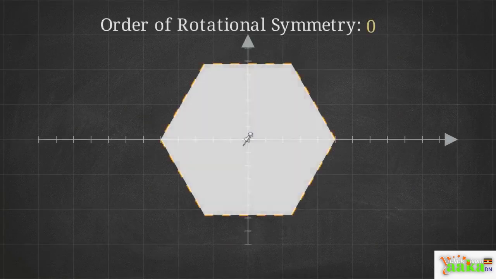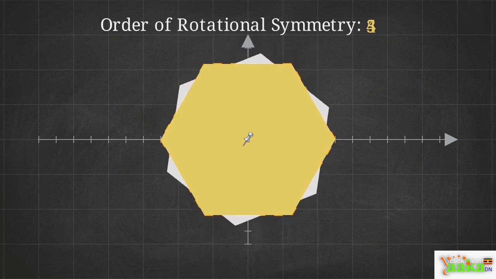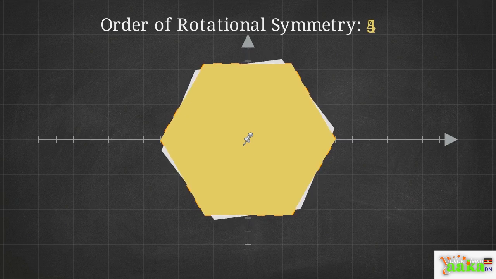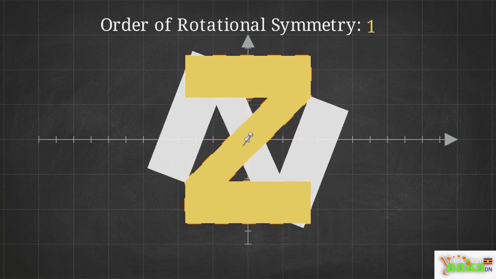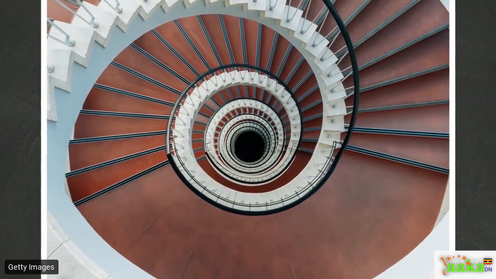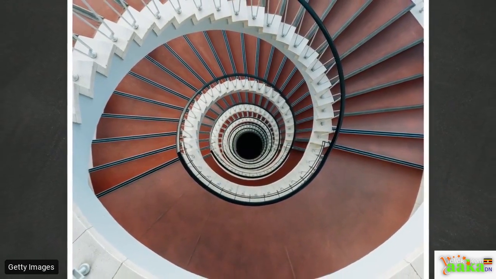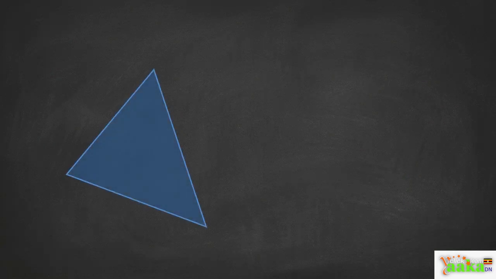On a grid, this regular hexagon completes a full 360-degree rotation. It perfectly overlaps its outline 6 times, giving it an order of rotational symmetry of 6. Spun through the same path, the letter Z only matches its outlines twice. Its order is 2. Whether a shape matches its outline 6 times, twice, or only when it finishes the spin, the ruling law of rotation remains constant.